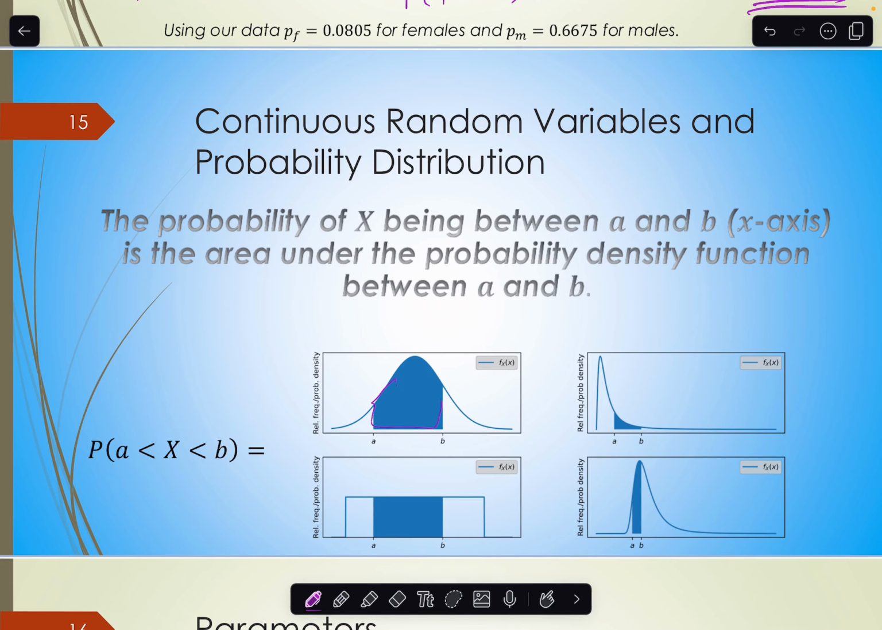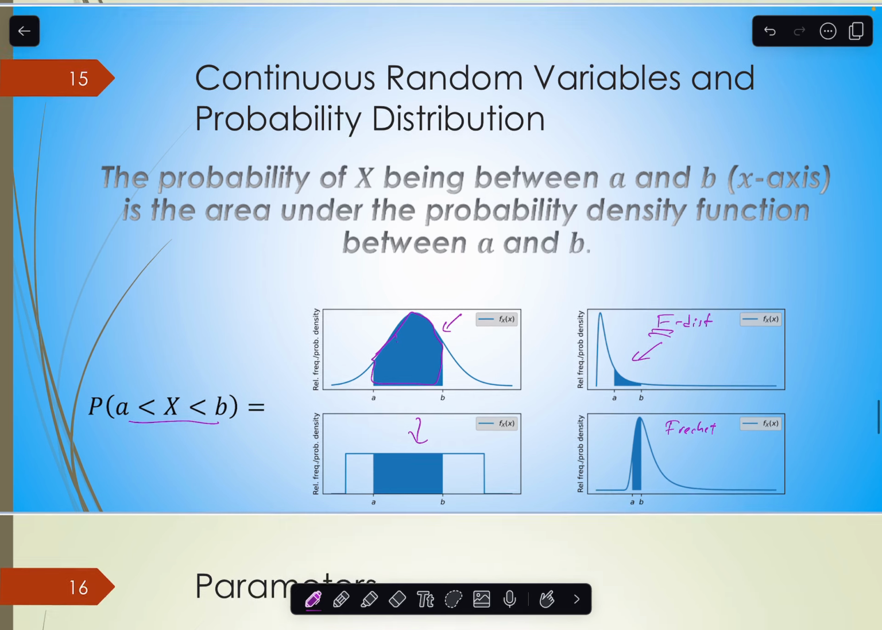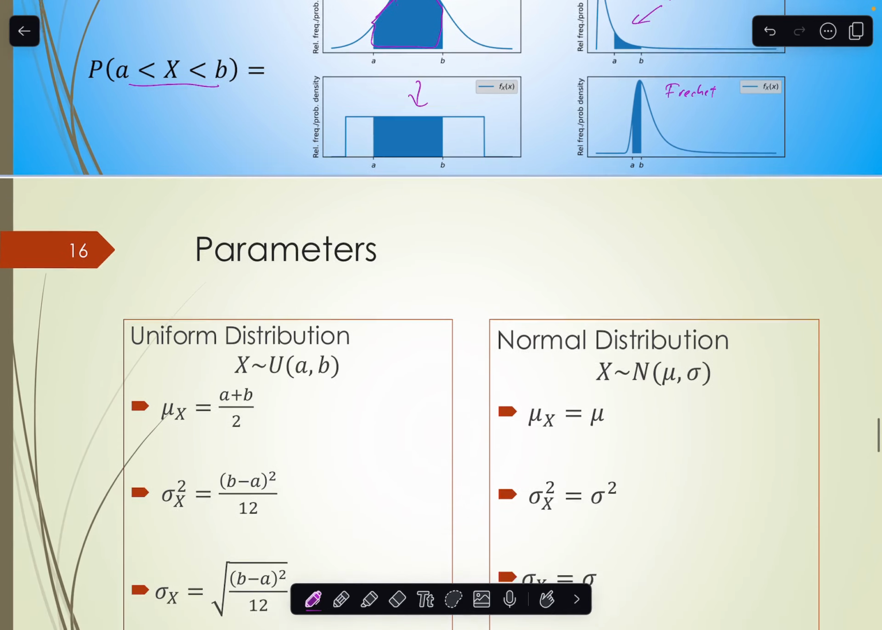The area under the curve gives the probability that x will be between A and B. That's true for the uniform distribution, the normal distribution. This right here is an F distribution. This one here is a Frechet distribution, which we're not going to learn about, but we will learn a little bit about the F distribution at the end of the semester when we're talking about ANOVA tests. It's always the same story. It's the area underneath the density curve that gives you the probability.